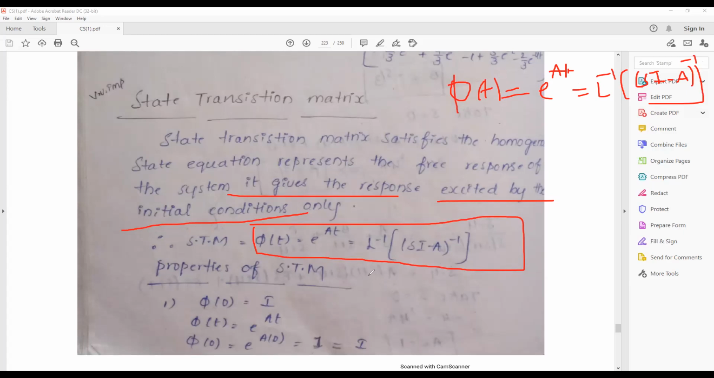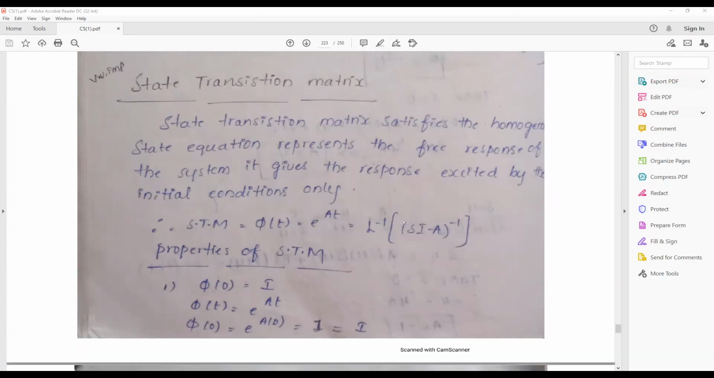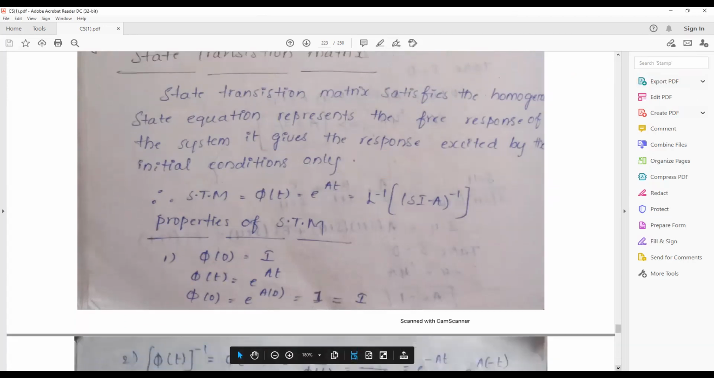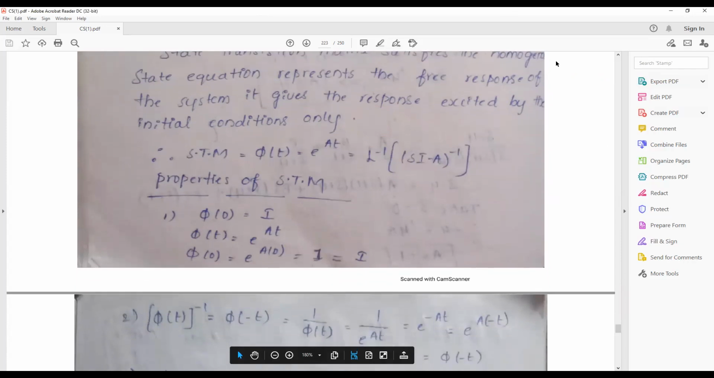Okay, in the very important 3 marks or 4 marks question, what are the properties of the state transition matrix? So the first property of the state transition matrix is phi of 0 equal to I.